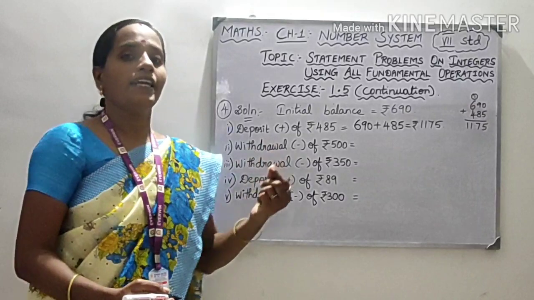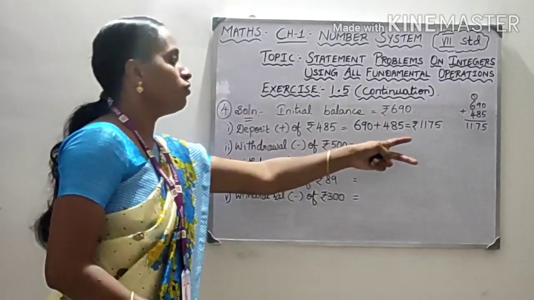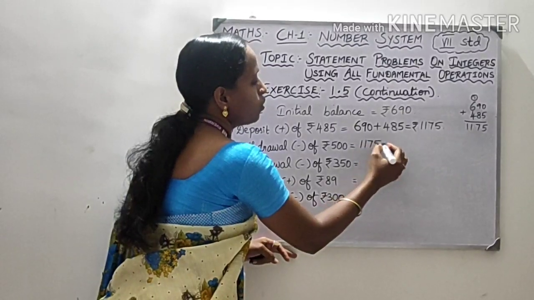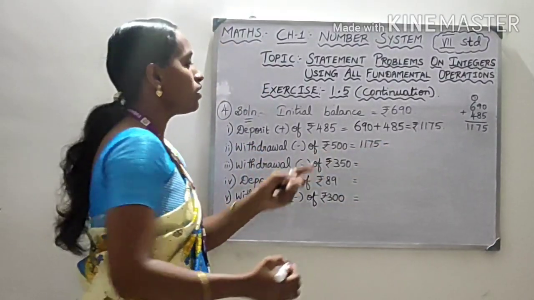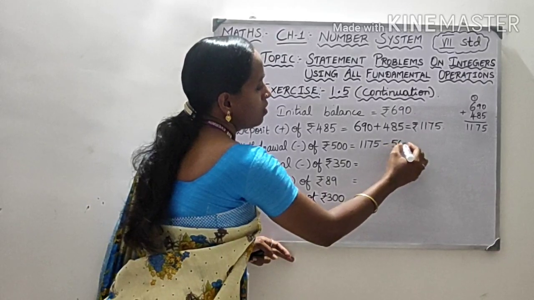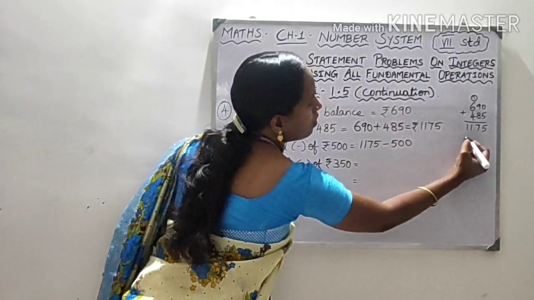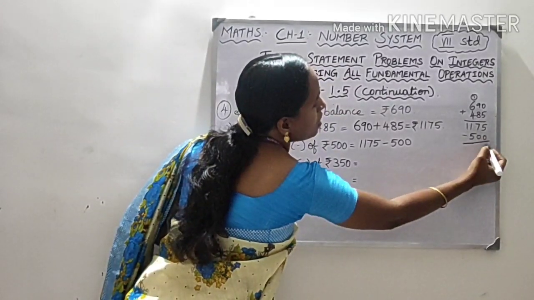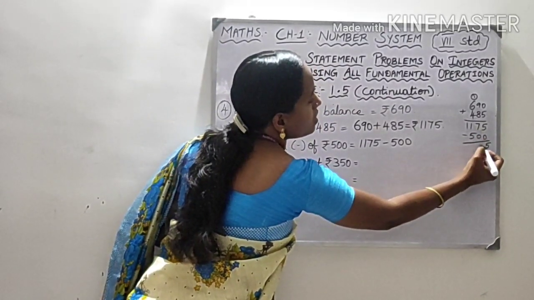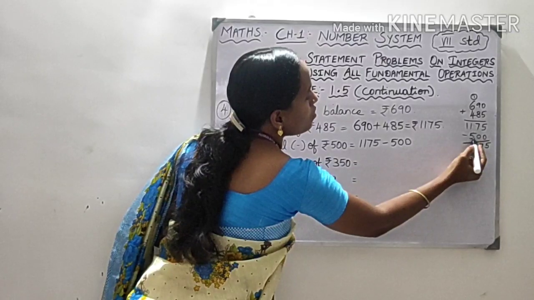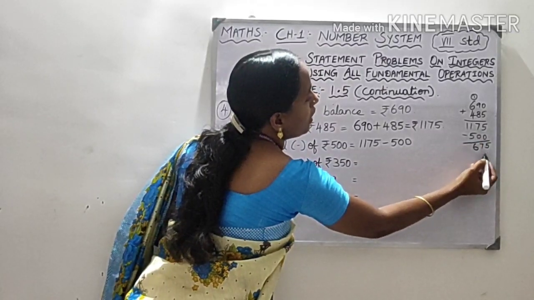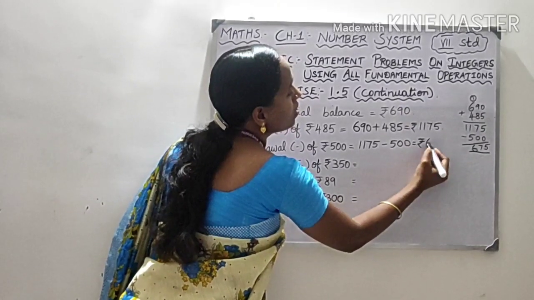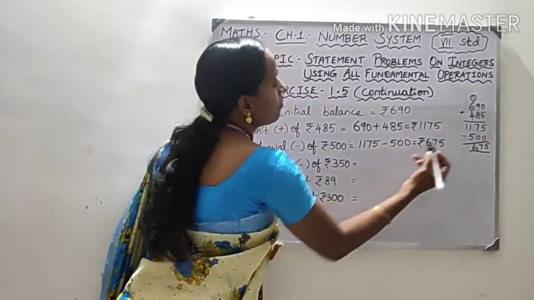Next we are going to do the withdrawal. Withdrawal is we are taking the amount from our account. So from this 1175 we are going to withdraw, that is we are going to subtract 500 rupees. We can do even here itself. 5 minus 0 is 5. 7 minus 0 is 7. From 11 if you subtract 5 you will get the value 6. So after withdrawal you will get the amount as rupees 675.